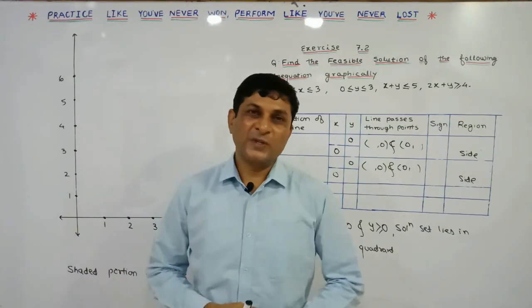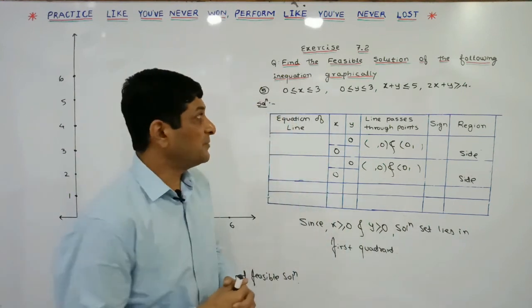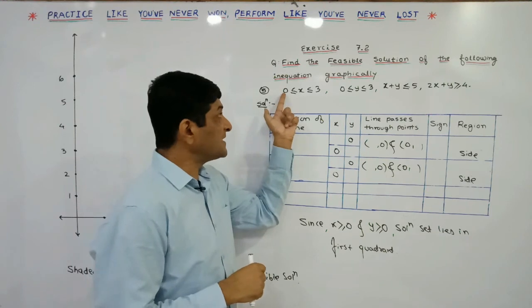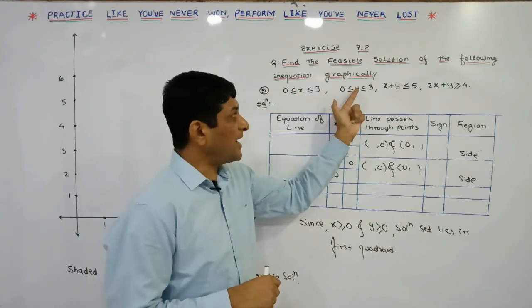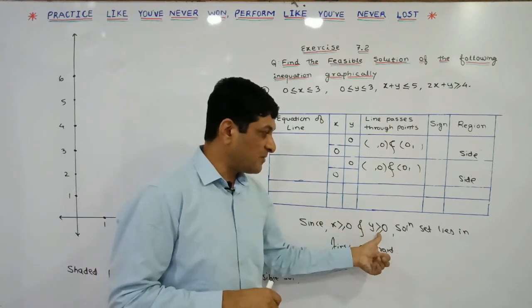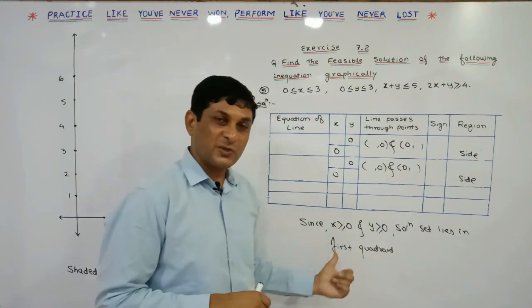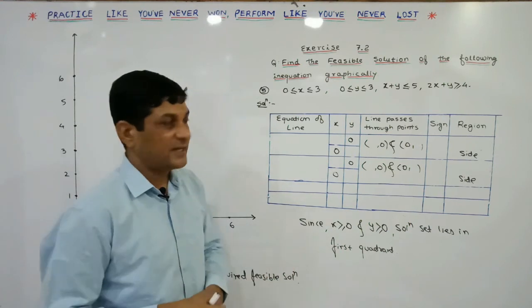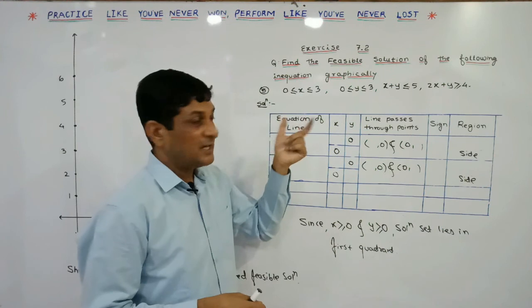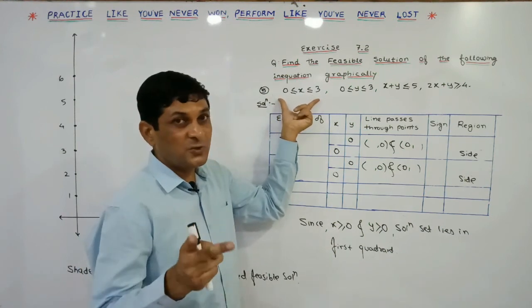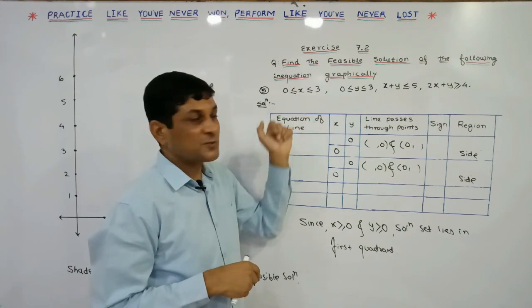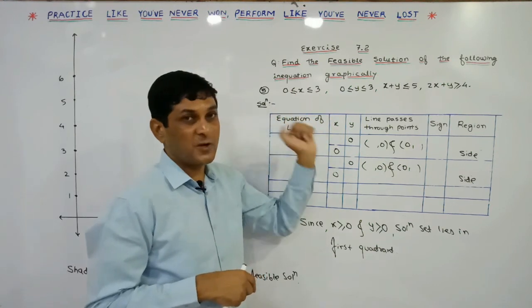Now let us try to solve example number 5. In example number 5, observe how many constraints are given to us. Here x is greater than 0 and y is also greater than 0. x is greater than or equal to 0 and y is greater than or equal to 0, meaning the solution set lies in the first quadrant. Now again it is given to us that x is less than or equal to 3, meaning in this expression two constraints are given to us. One is x is greater than or equal to 0, and the second is x is less than or equal to 3.